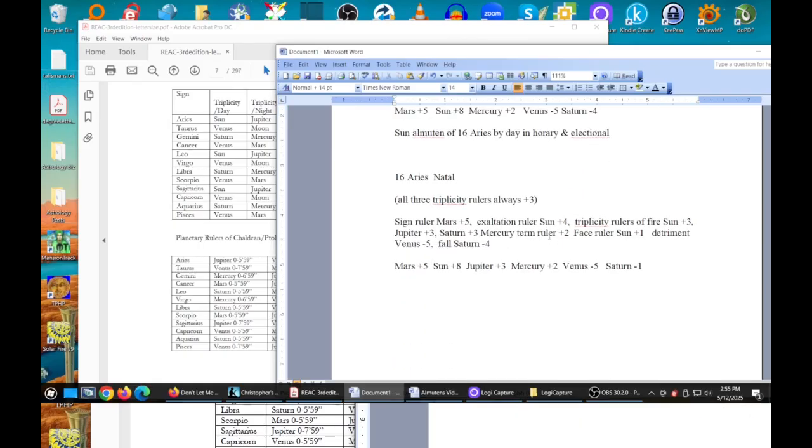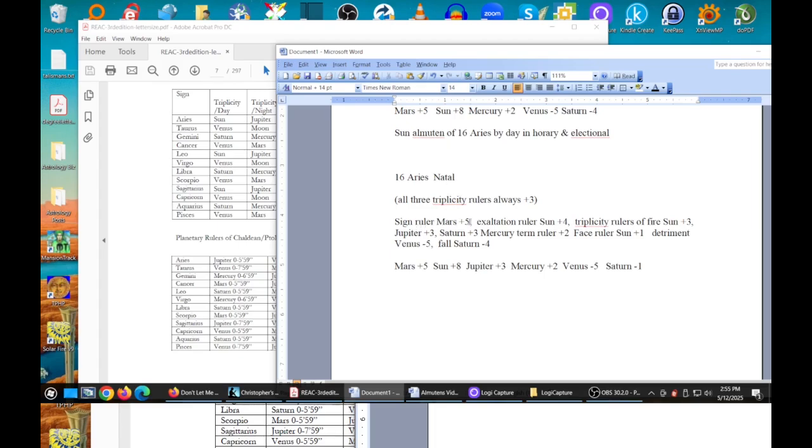So let's just do this. Say it was a natal chart. Again, this is just my own idiosyncratic method. I got this from Robert Zoller. All three triplicity rulers, whether it's a day, night or mixed, always get +3. So we don't need to worry about whether it's a day or night chart. We just always give the triplicity rulers +3. So let's just walk through it again.